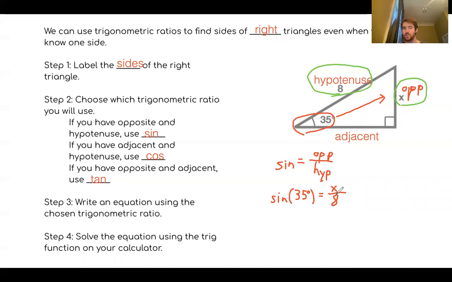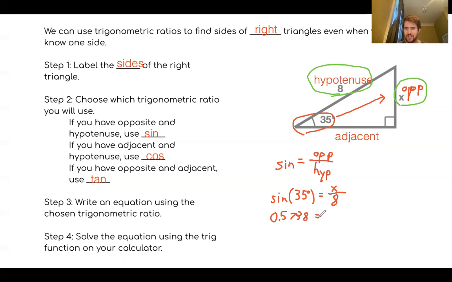So now we have an equation with the specific information from our problem. Finally, all we need to do is solve this equation using the trig function on our calculator. So we can go into our calculator and put in sine of 35 degrees, which is what I'm going to do right now, because I don't know what it is. Sine of 35 degrees looks like it is 0.5738. We'll round it there.